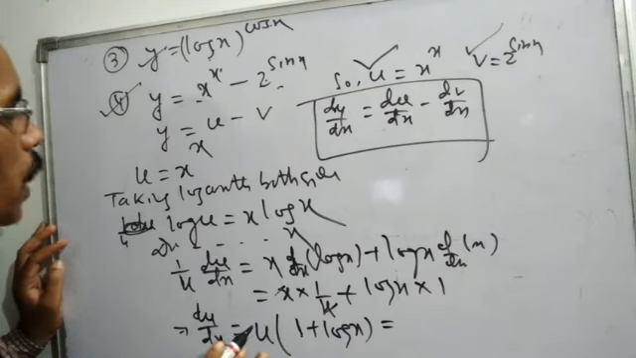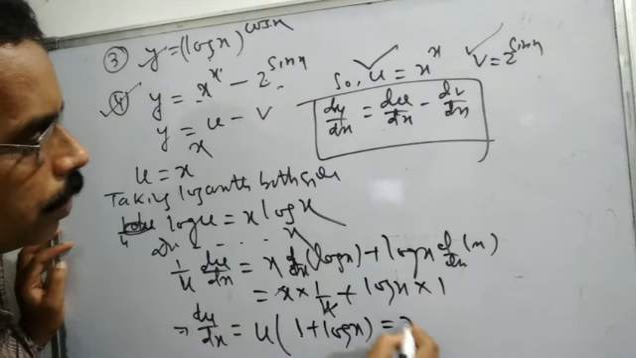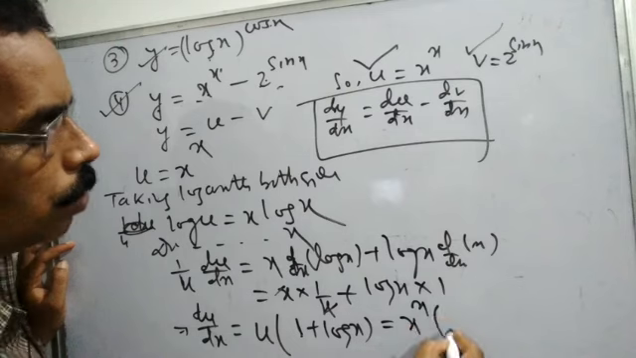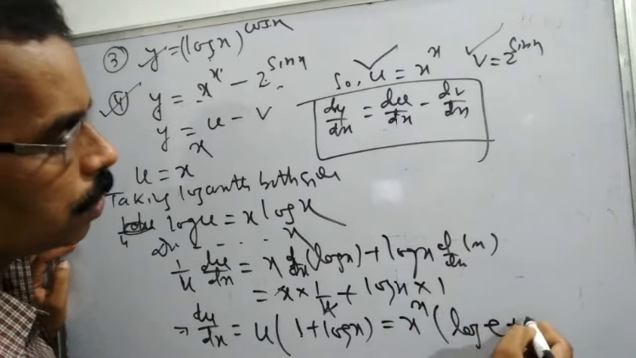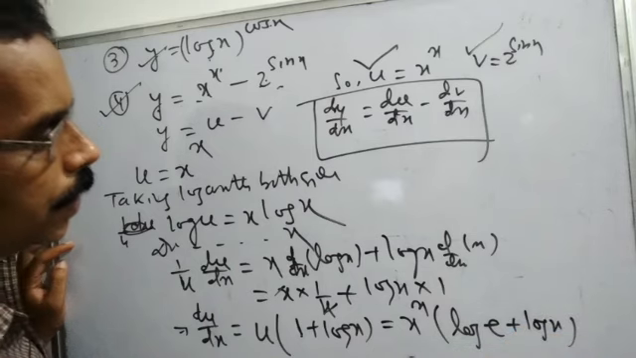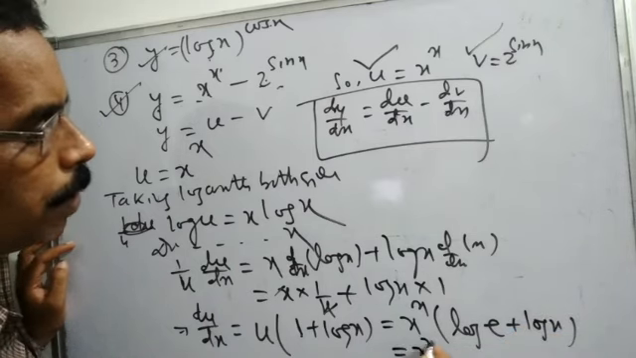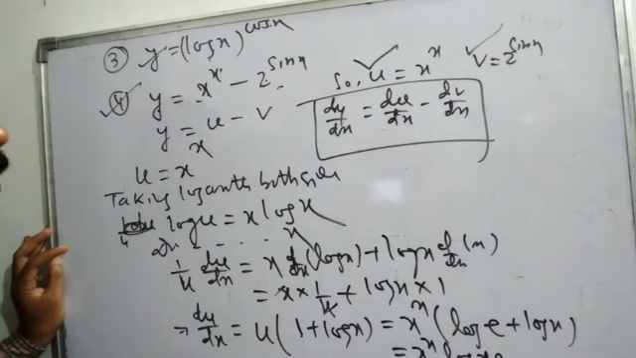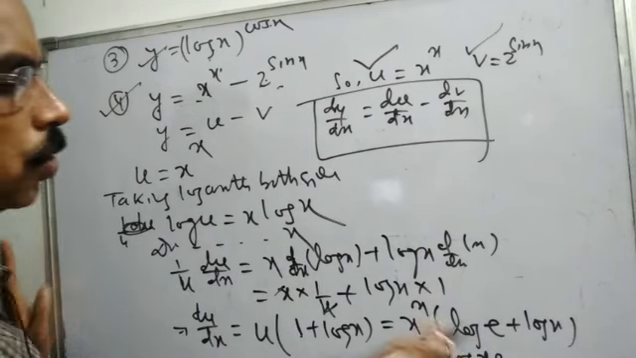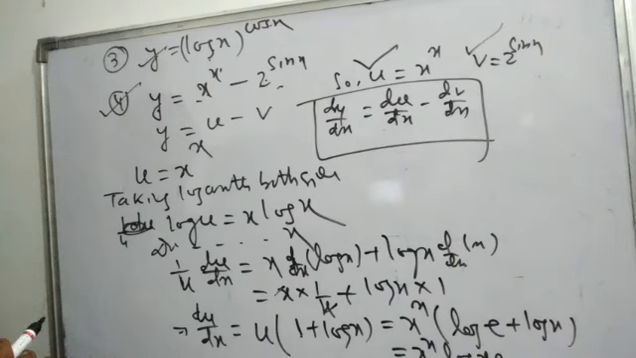The u is equal to what? u is equal to x to the power x. So you will take the log, log e plus log x, then it will be x to the power x log x, using property number 1 of logarithm. So that is the first part answer.